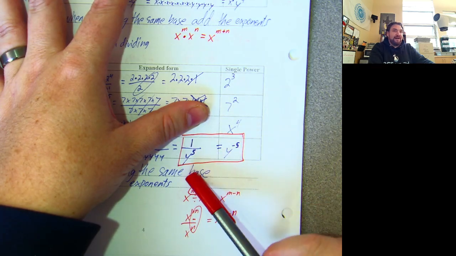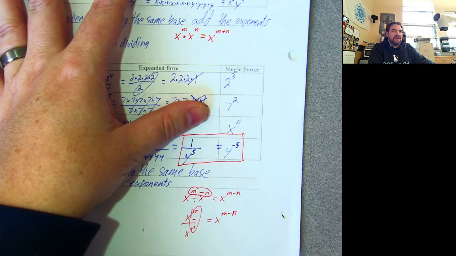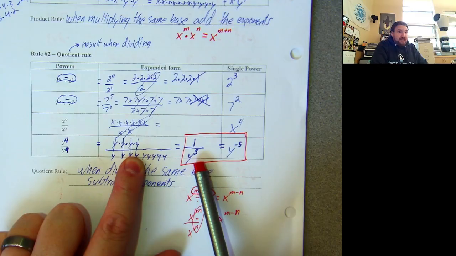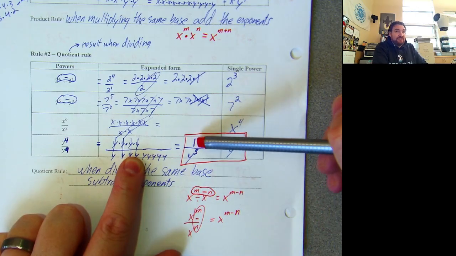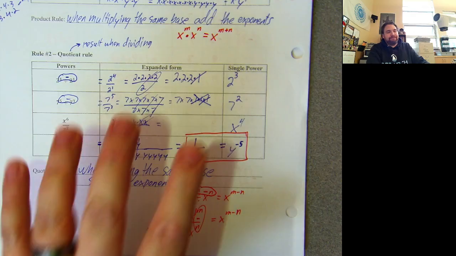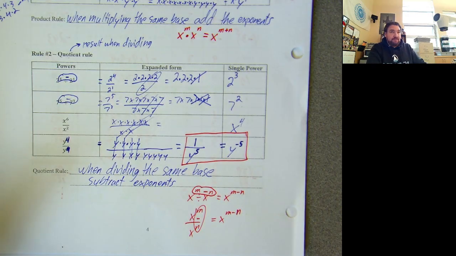1 over y to the 5 and y to the 5 are different things. If something is left in the denominator, it better be in the denominator, and then the numerator needs to be a 1. Those are fundamentally different values. Okay. Questions about the laws?